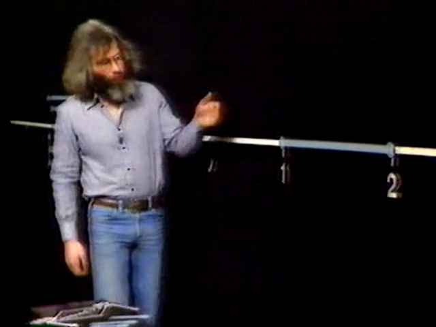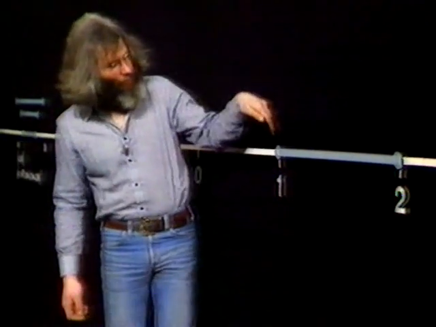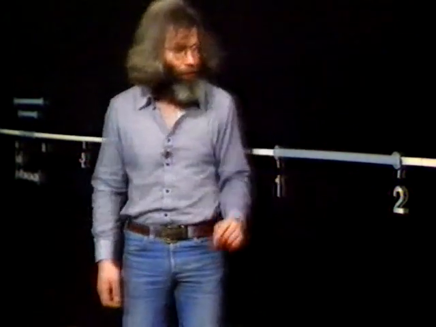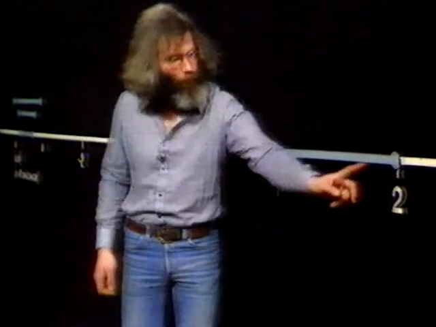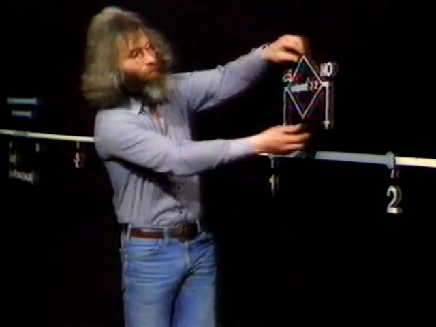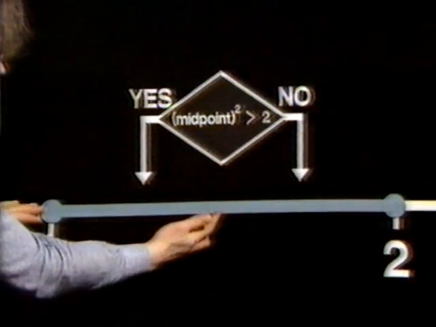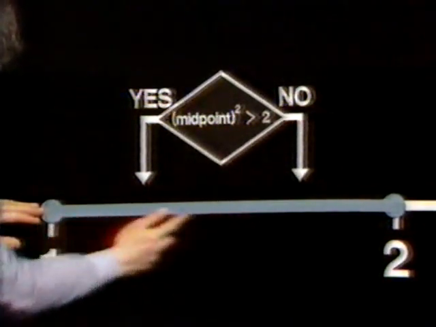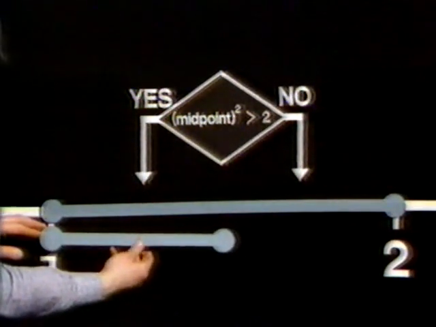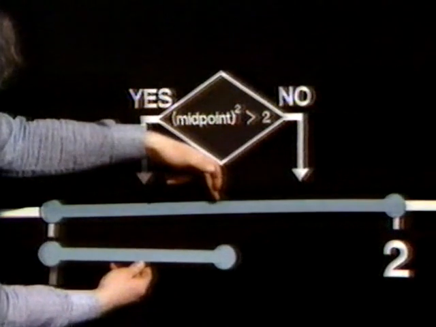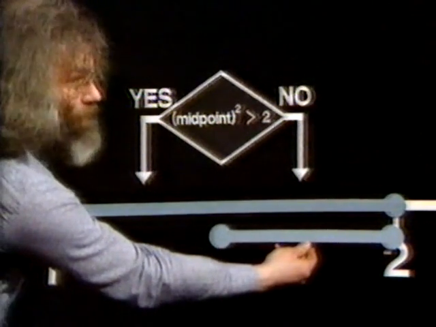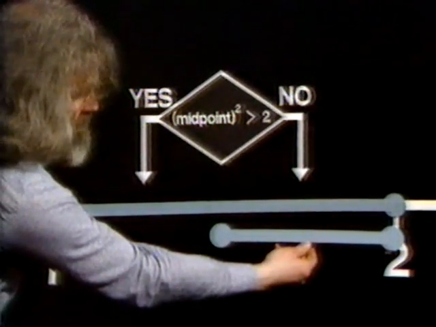Well, the bisection process for root 2 goes like this. We start with the interval [1, 2], because 1 squared is less than 2, and 2 squared is 4, which is bigger than 2. So root 2 must be somewhere in this interval between 1 and 2. Then we look at the midpoint, and we ask, is the midpoint squared bigger than 2? If it is, then root 2 must be somewhere in this left-hand half, and we'll take the left-hand half as the next interval in our bisection process. If, on the other hand, the midpoint squared is not bigger than 2, then root 2 must be somewhere in the right-hand half, and we'll take the right-hand half as the next interval.